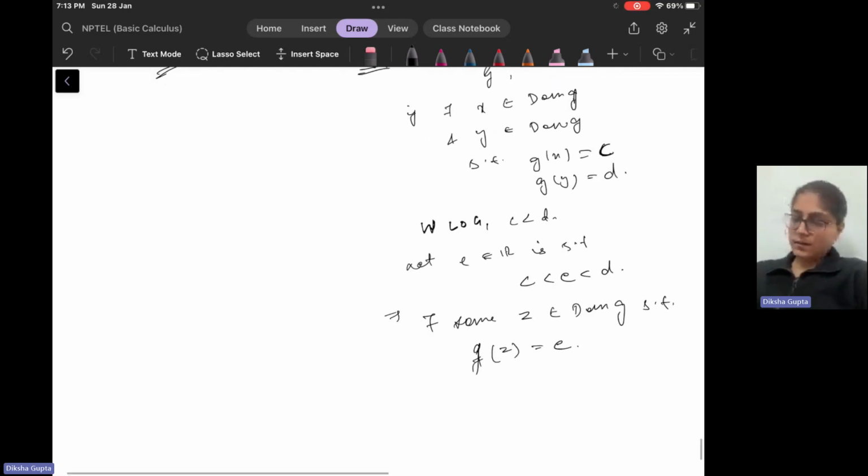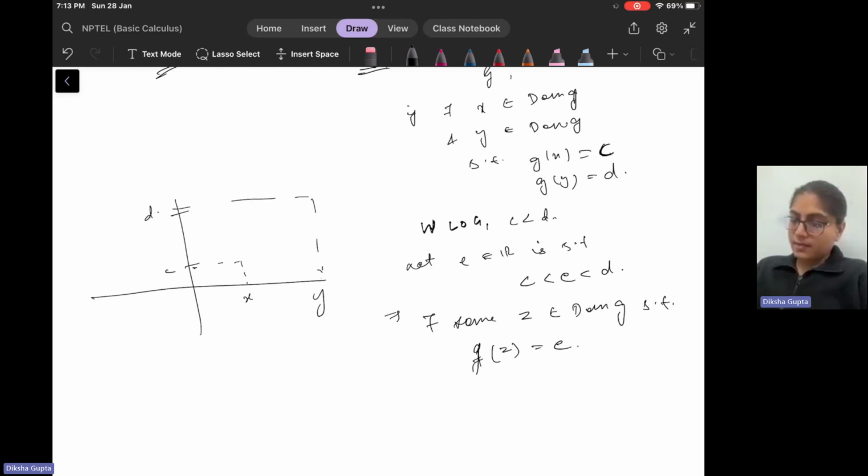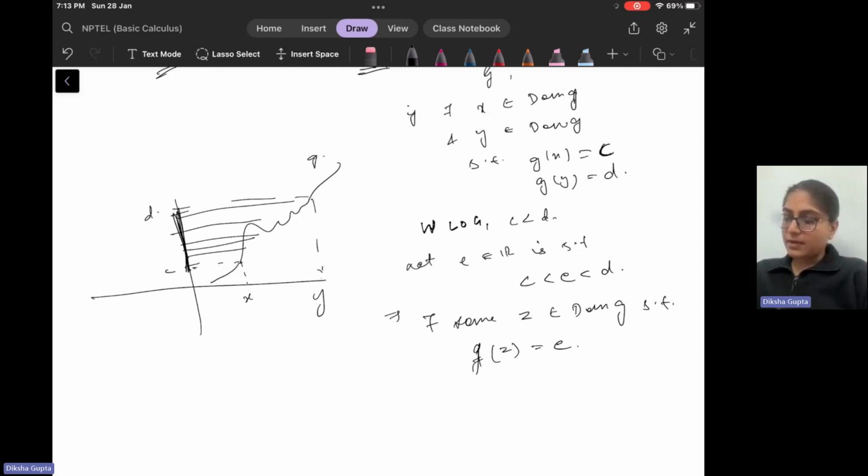Meaning, if I tell you what it is saying, if this is c and d, it is attained by some x and y, and this is the function g. So if g is continuous, meaning that it has no break, just not to tell it mathematically, then if it attains two numbers, any number between those two numbers has to be attained by the function.